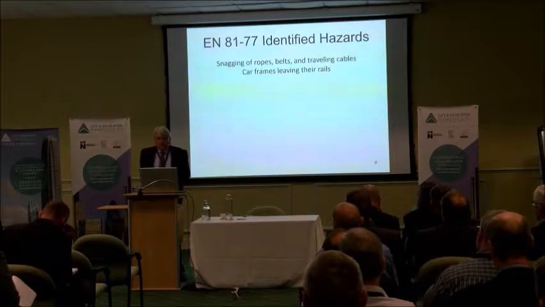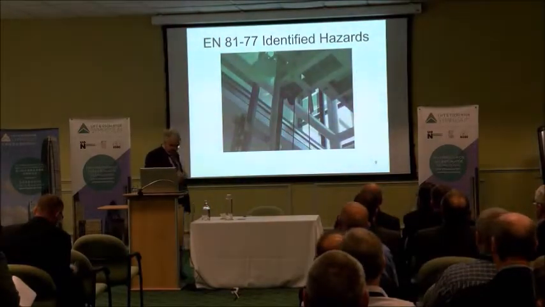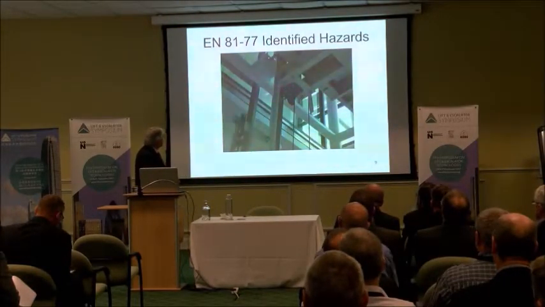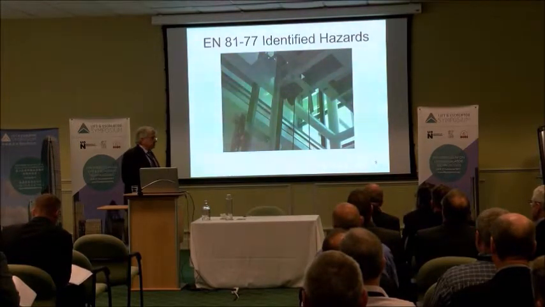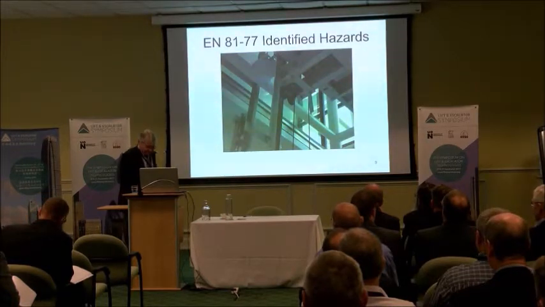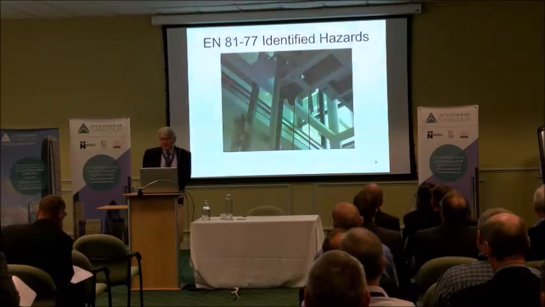Another one is car frames leaving their rails. Here's a picture of a car frame in Chile that left its rails. Here's the rail, and here's the roller guides, and you can see they're not in the guides. The problem with that is that ultimately the car and the counterweight might get together in an unpleasant way. So that's one of the hazards addressed here: how to keep car frames within their rails.